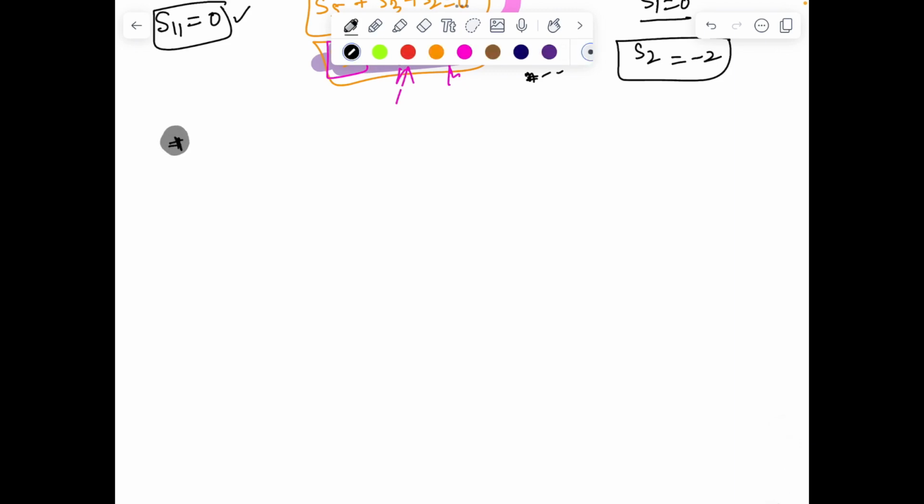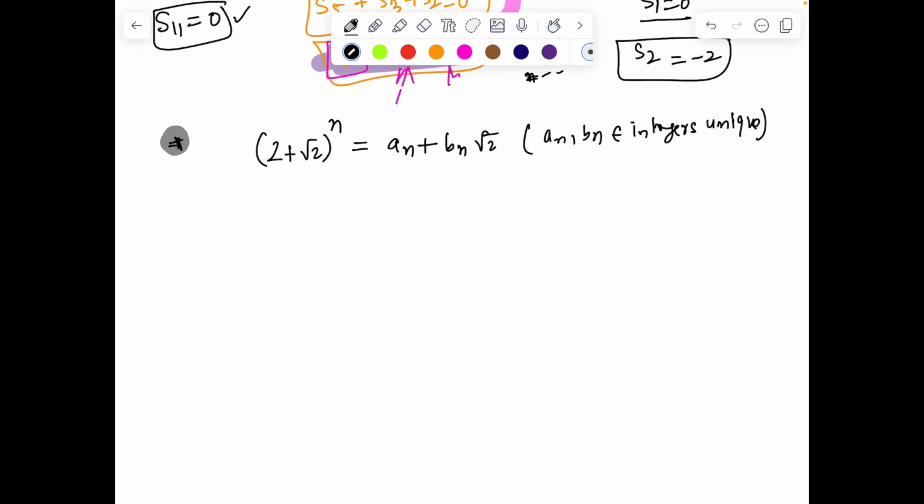Sometimes in binomial also it can be used. Like recently JEE Advanced has already asked a question in JEE Advanced 2024, in which unfortunately they asked a very easy one with binomial theorem, but it's fine. But a similar question they could have asked is: 2 plus root 2 to the power n is a_n plus b_n root 2, where a_n and b_n are of course integers, and they are unique. They are unique because root 2 is an irrational number, right?